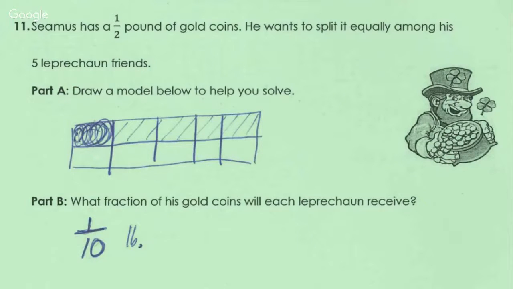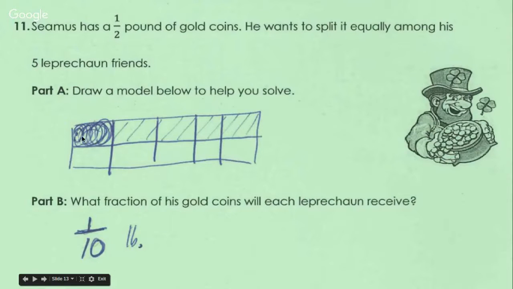Now, he has 1/2 pound of gold coins, and he's splitting it equally, and that phrase, split it equally, should be a huge indicator that we are dividing. Now, when we're dividing with fractions, there's 2 choices. You could do 1/2 divided by 5, or you could do 5 divided by 1/2. The big thing to understand is, what are we splitting? Are we splitting leprechauns, or are we splitting gold coins? In this case, we're splitting gold coins, so we're going to do 1/2 divided by 5.